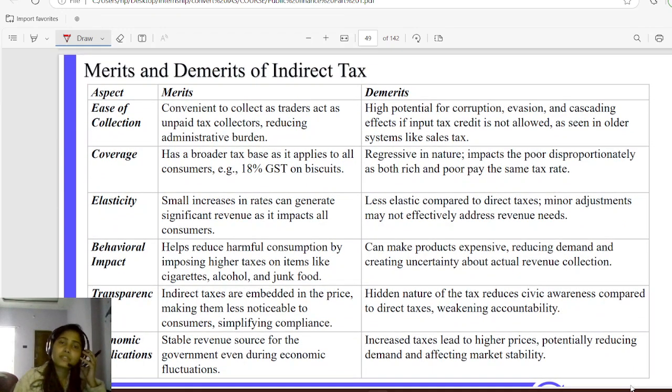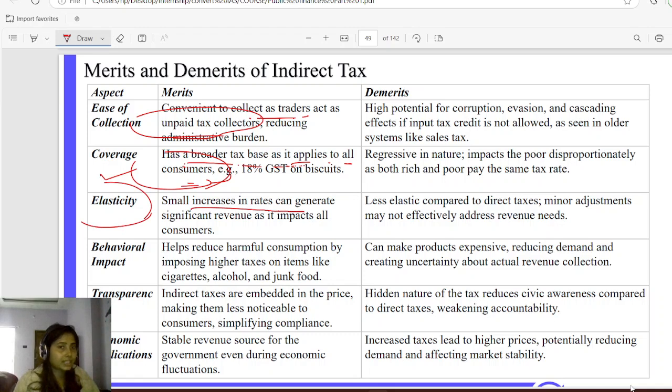Then merits and demerits of indirect taxes. The merit is that it is convenient to collect, because it is done at each point of time. The trader acts as an unpaid tax collector. Government has no need to appoint some other person, like what happens in the income tax department. In this one, traders or companies are responsible to pay tax, so they collect tax from the consumer itself. It has a broader tax base, as it applies to all consumers. Elasticity: a small increase in rates can generate significant revenue as it impacts all consumers.